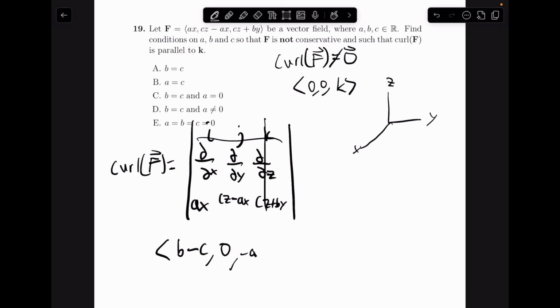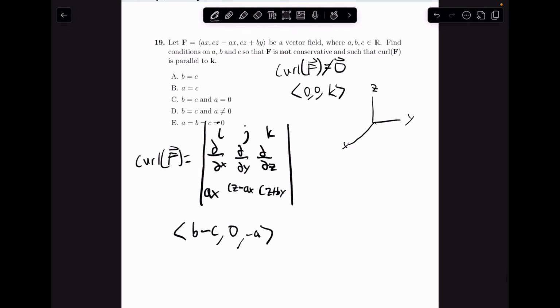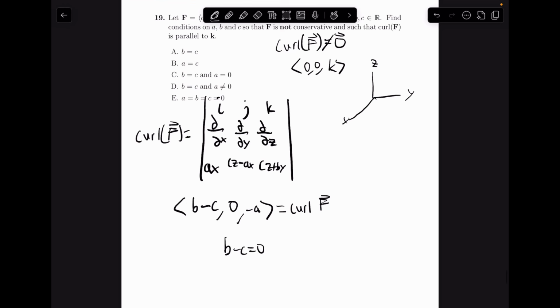Minus the d dy of this, which is 0, so we just have negative a. That's nice. Okay, so this is equal to our curl of f. So we said we want our curl to look something like that. For that to happen, we want b minus c equals 0, or just b equal to c.